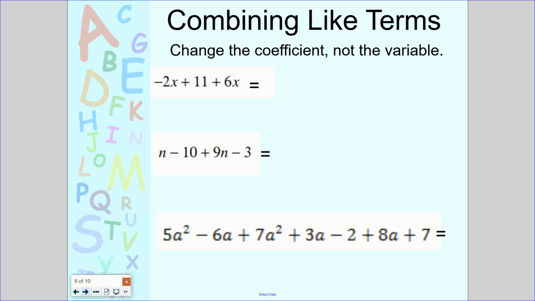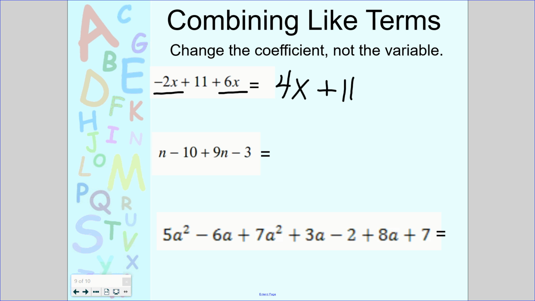Anything that has the same variable is considered a set of like terms. For example, in the first expression, I have a negative 2x and a 6x. Those are like terms because they have the exact same variable. I combine together the negative 2 and the 6. What is negative 2 plus 6? 4. And the variable stays the same, x. The plus 11, he's lonely. He doesn't have any buddies that are his like terms, so we're just going to bring him over. Plus 11 and 4x are not like terms because they do not contain the same variable. This is as far as you could simplify this expression.